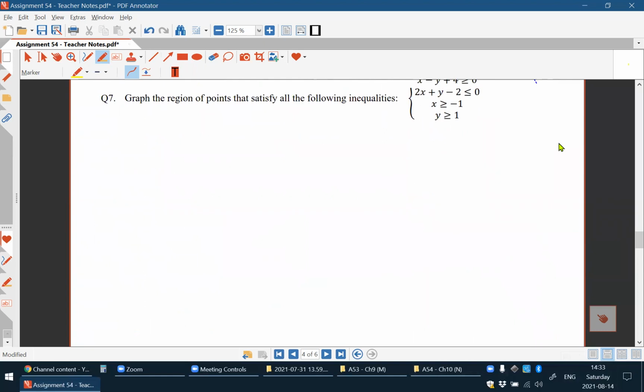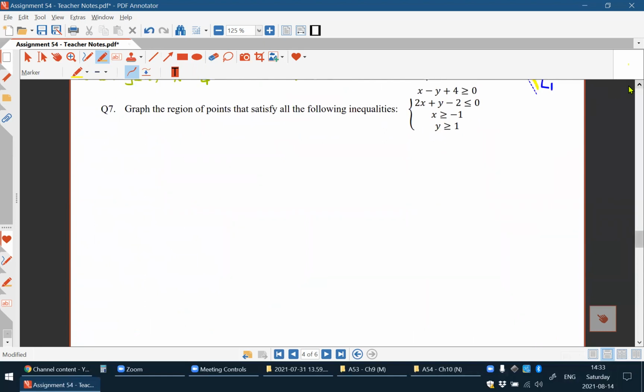Graph the region of points that satisfy all of the following inequalities. So now we have 4 inequalities, right? The methods are actually similar to the one we used in the previous question. Let's call these inequalities number 1, 2, 3, and 4 respectively. First of all, we need to find the corresponding boundary lines of these inequalities, right? Remember we need to separate x and y in order to find the corresponding line and then the region.